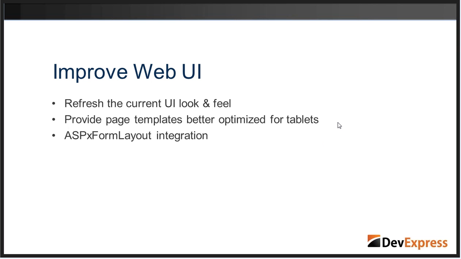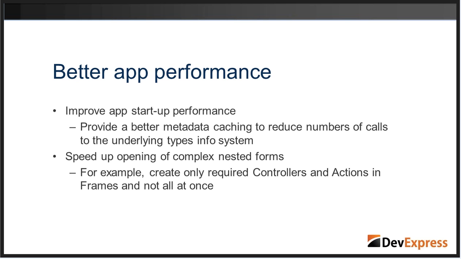Next is a continuation of things we've been doing in the past, improving an XAF web application, improving the performance of such an application. A couple of ideas that we're looking at and investigating is improving the startup performance, providing better metadata caching, so that we don't keep on calling the internals of XAF to find out about underlying types. If we cache this stuff, we won't have to do all that hard work.